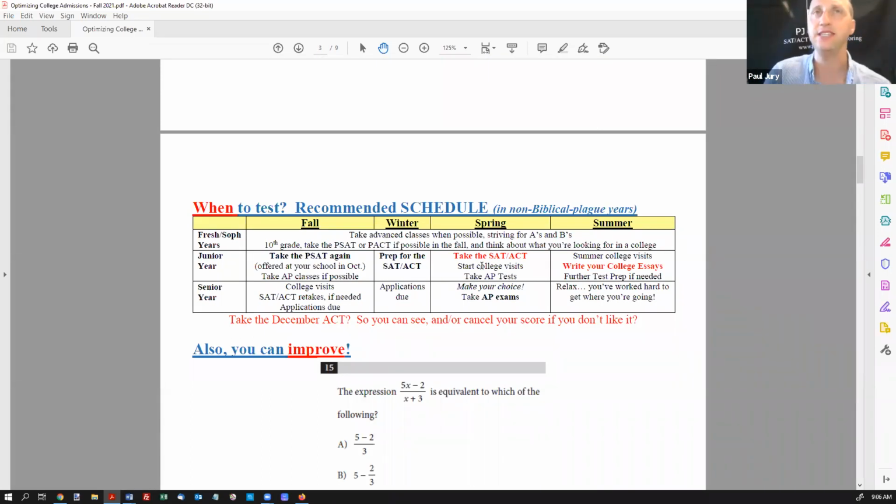If you're looking at the ACT, February and April are always good dates of junior year. I've been hearing some people say that taking the December ACT so that you can see how things are going kind of early, and then cancel your score if you don't like it, is a way that you can go. I don't have a particular problem with that.